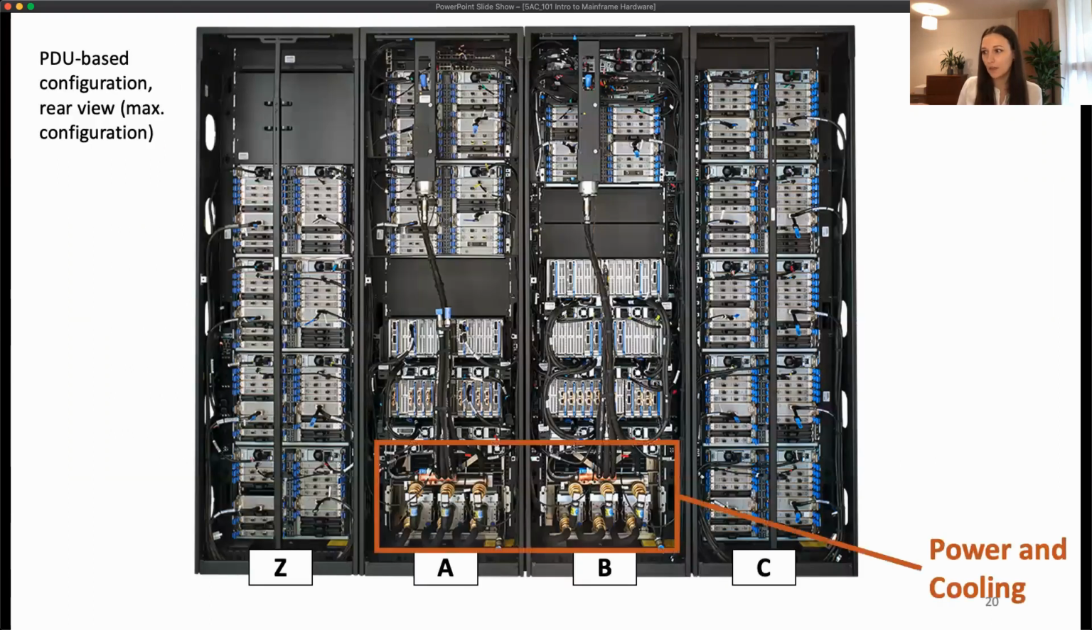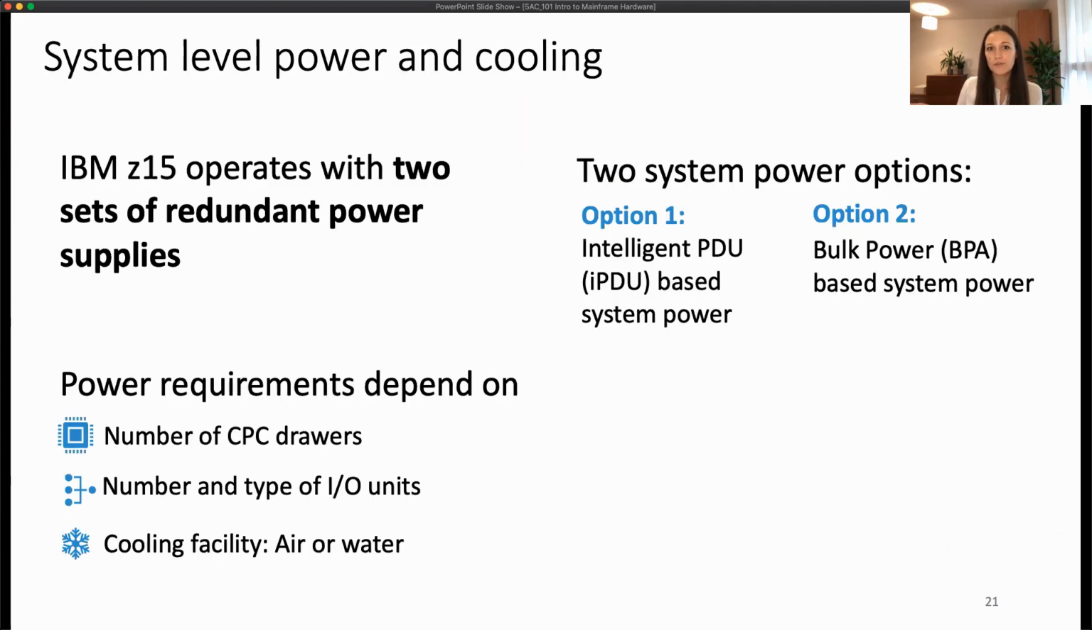Now let's have a quick look at the power and cooling. For the Z15, there are 2 power options. One is called IPDU, and the other one is called bulk power. Which power option is chosen just depends on the requirements. The requirements are, for example, how many CPC drawers, the number and type of I/O units, and which cooling facility is chosen. For the cooling facility, there are also 2 types: air or water cooled.